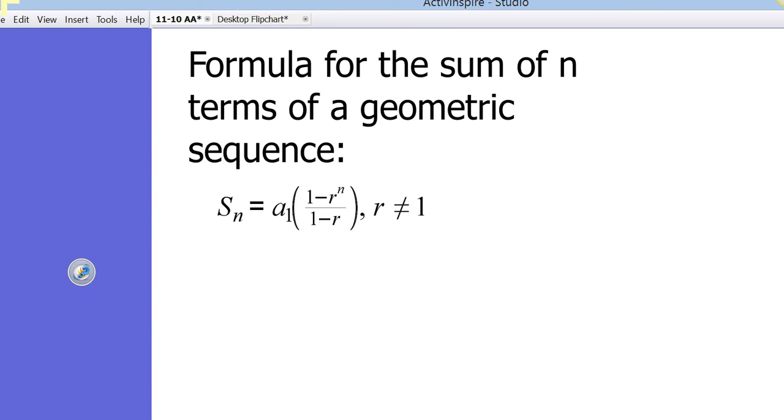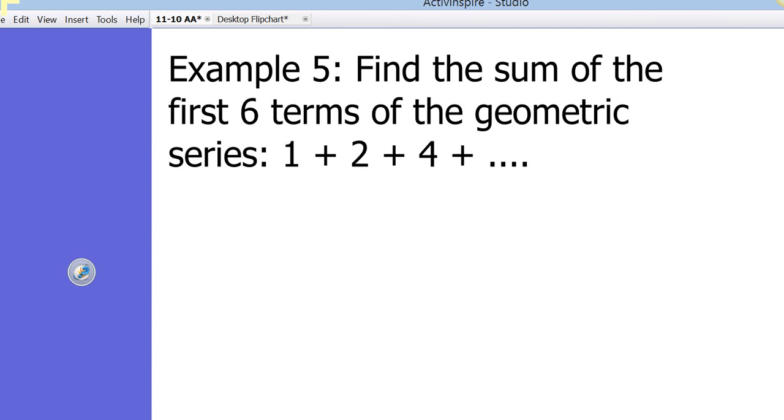Okay, difficult looking formula, simple concept. All you're doing is plugging in 3 things. Alright, so on the next example, I'm going to show you. Let's write it down. The next example is find the sum of the first 6 terms of this geometric series.